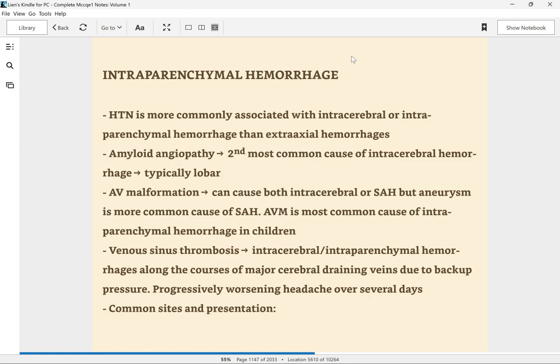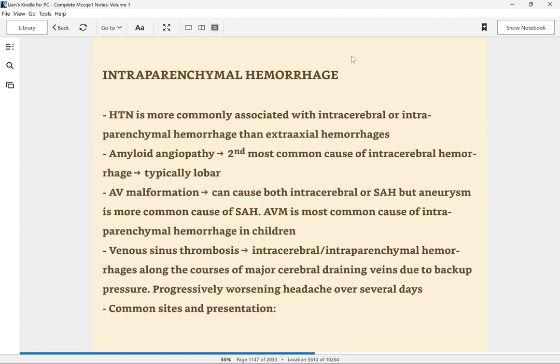Intraparenchymal hemorrhage. HTN is more commonly associated with intracerebral or intraparenchymal hemorrhage than extraaxial hemorrhages. Amyloid angiopathy is the second most common cause of intracerebral hemorrhage, typically lobar. AV malformation can cause both intracerebral hemorrhage or SAH, but aneurysm is the more common cause of SAH. AVM is the most common cause of intraparenchymal hemorrhage in children.